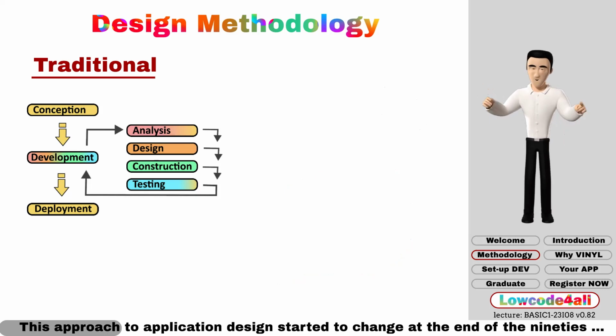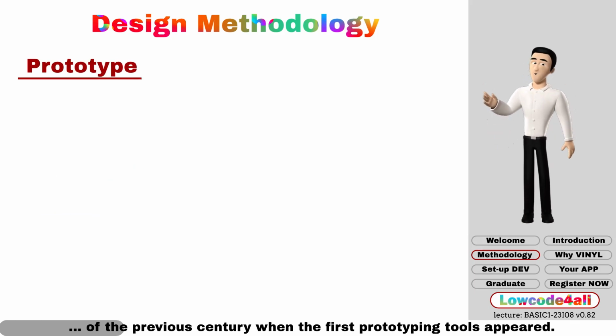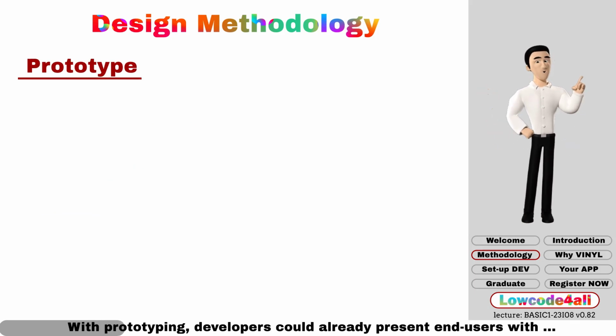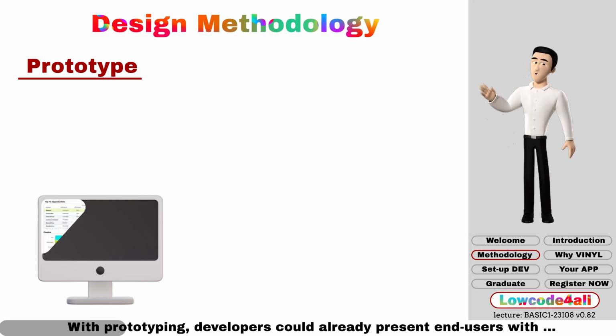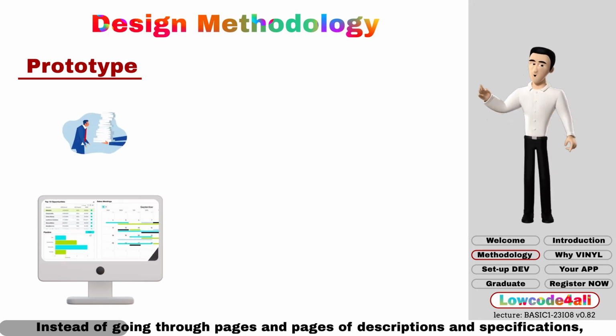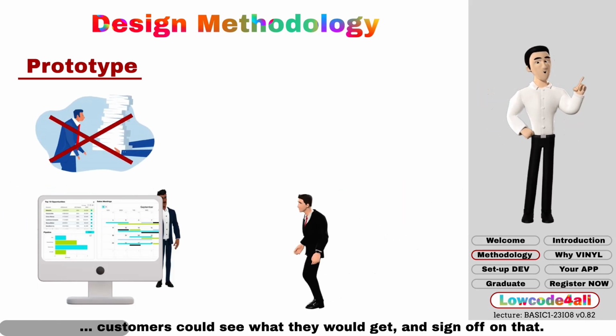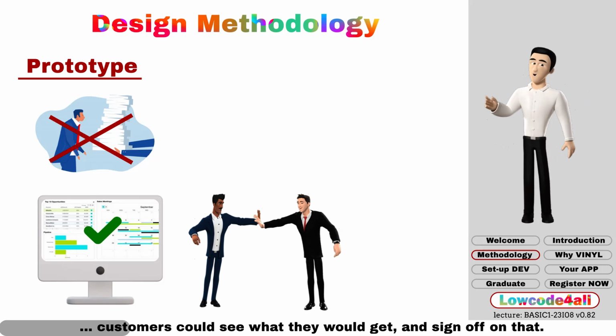This approach to application design started to change at the end of the 90s of the previous century when the first prototyping tools appeared. With prototyping, developers could already present end users with a first impression of what screens and reports would look like. Instead of going through pages and pages of descriptions and specifications, customers could see what they would get, and sign off on that.